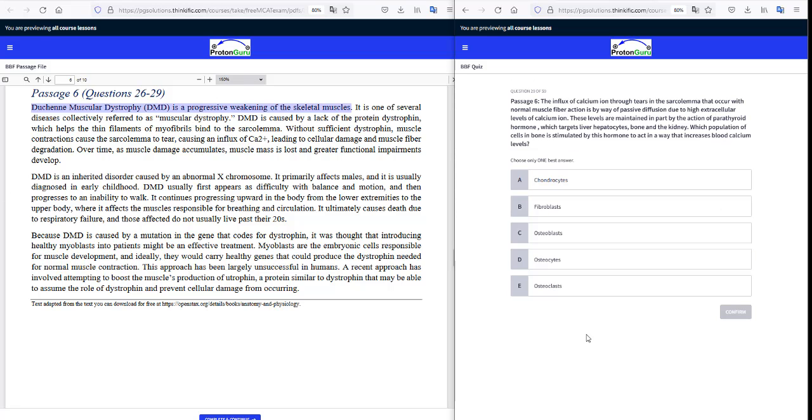One more question from this passage. The influx of calcium ions through tears in the sarcolemma that occur with normal muscle fiber action is by way of passive diffusion due to high extracellular levels of calcium ions. These levels are maintained in part by the action of parathyroid hormone, which targets liver hepatocytes, bone, and the kidney.